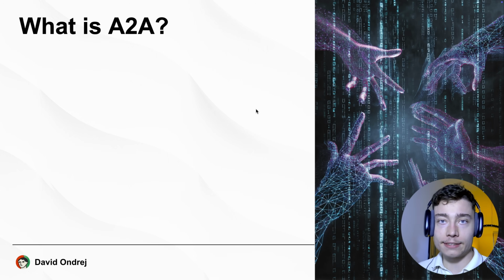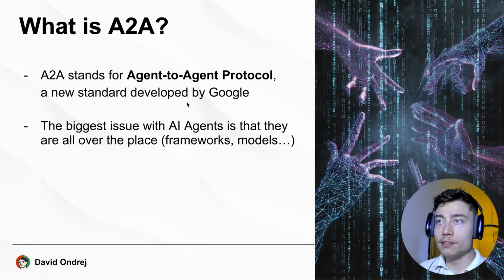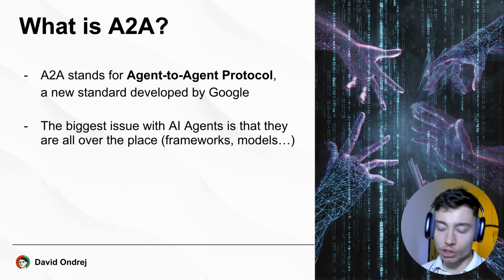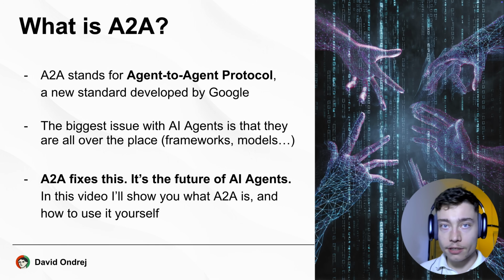So what even is A2A? This stands for Agent-to-Agent Protocol, a new standard released by Google. The big issue with AI agents is that they're all over the place, from different frameworks, companies, APIs, tools. They're just everywhere. A2A fixes this. This is the future of AI agents. So in this video, I'll show you what A2A is and how to use it yourself.